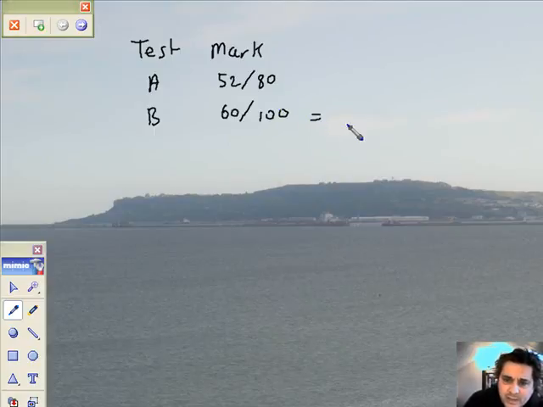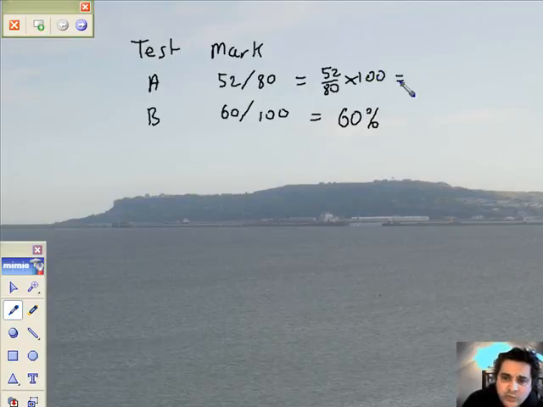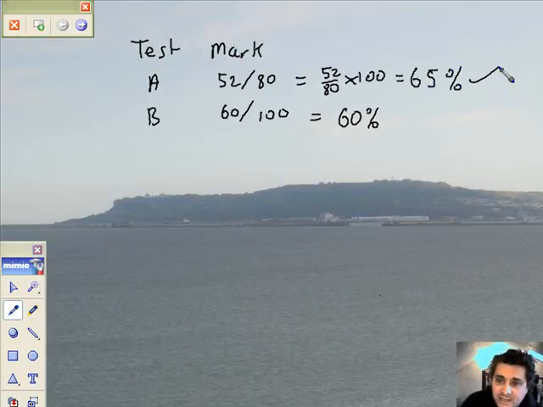Well, straight away 60 out of 100 is going to be 60%, so it's a very easy starter question. For test A, we go 52 out of 80, it's just a fraction, multiplied by 100, and we should get the percentage for that test. So 52 divided by 80 multiplied by 100, and we get 65%. So in percentage terms, Carl did better in test A.